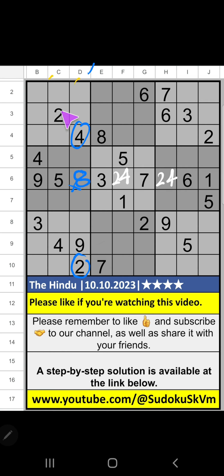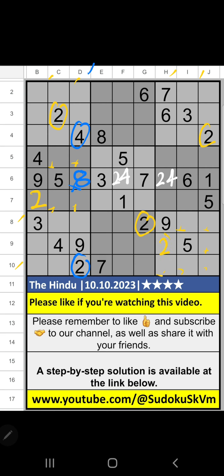Column C, column D, we have 2. So 2 can't come in these cells. Then 2 is confirmed here. 8th row and 10th row, we have 2. Column J also we have 2. So 2 can't come in these cells. Then 2 is confirmed here.